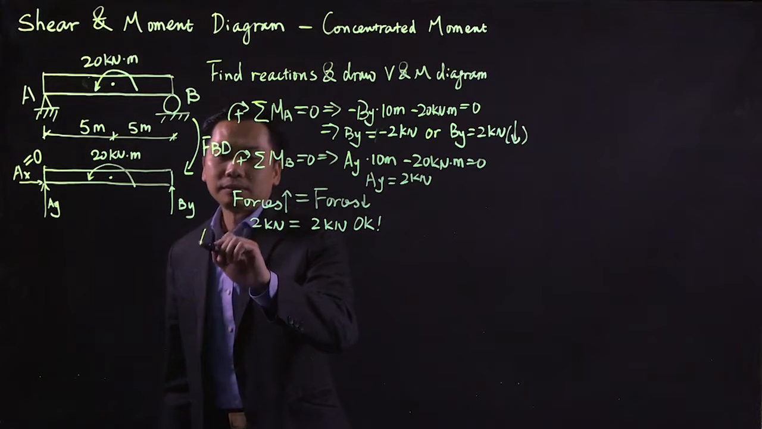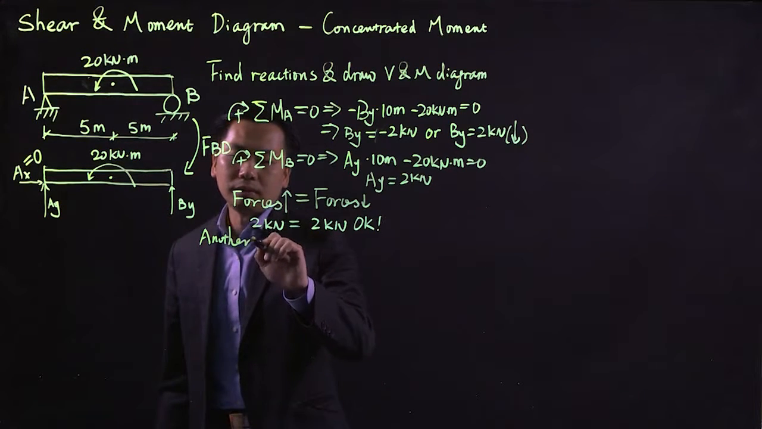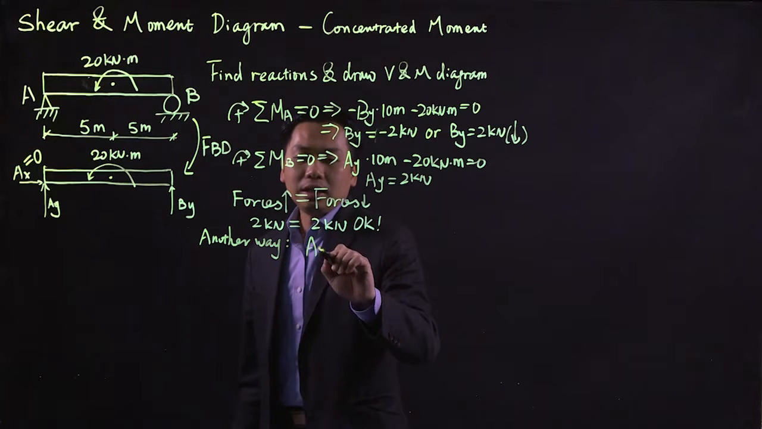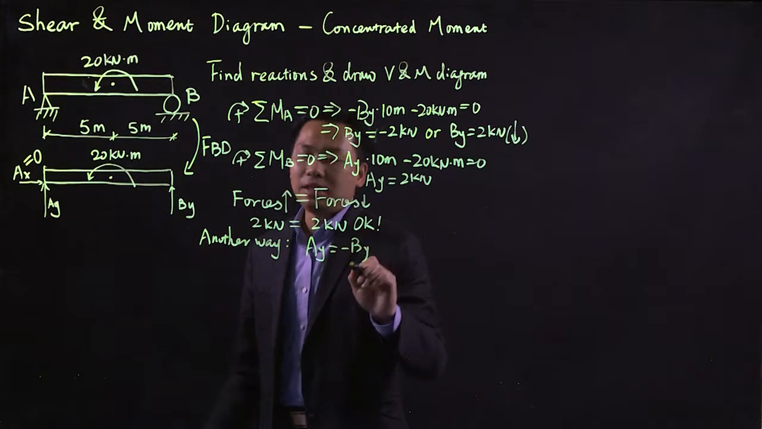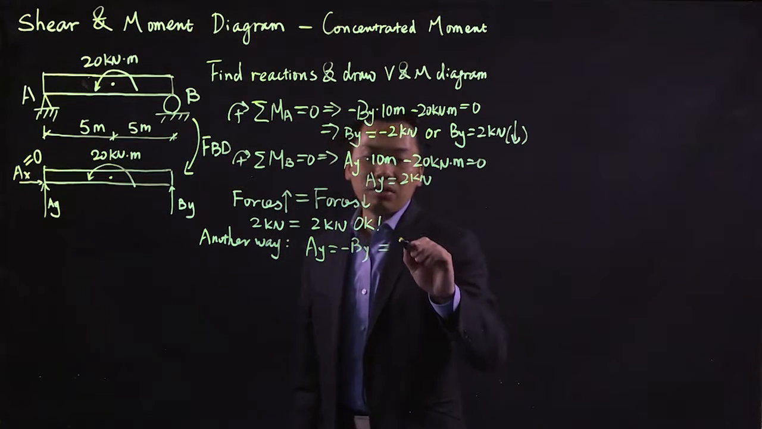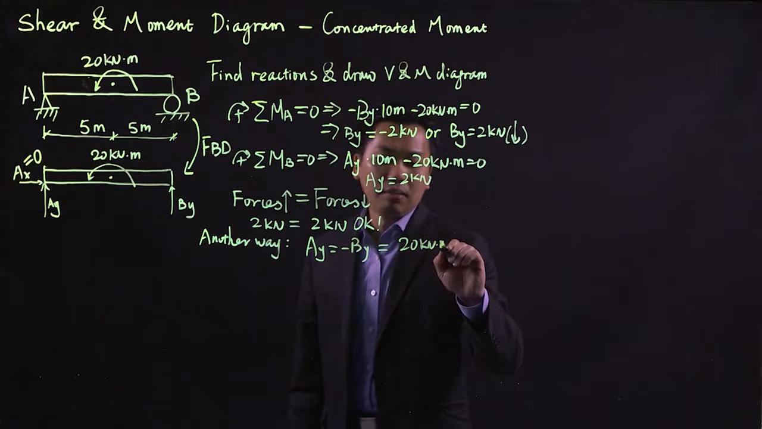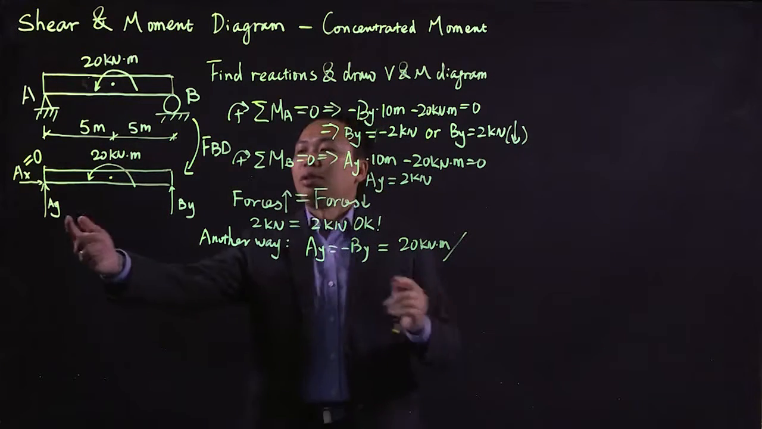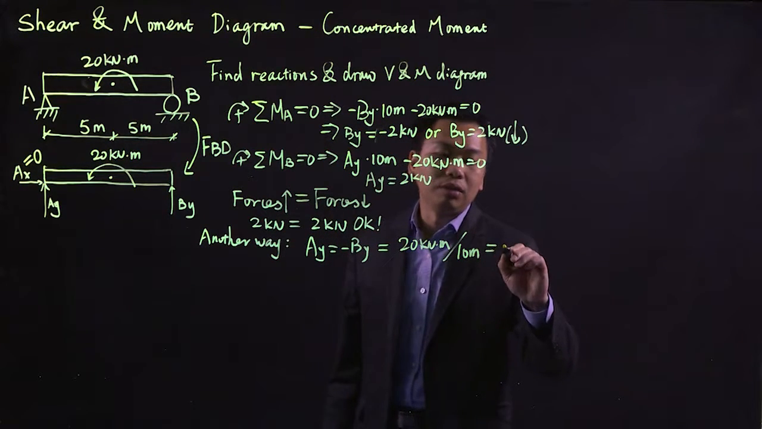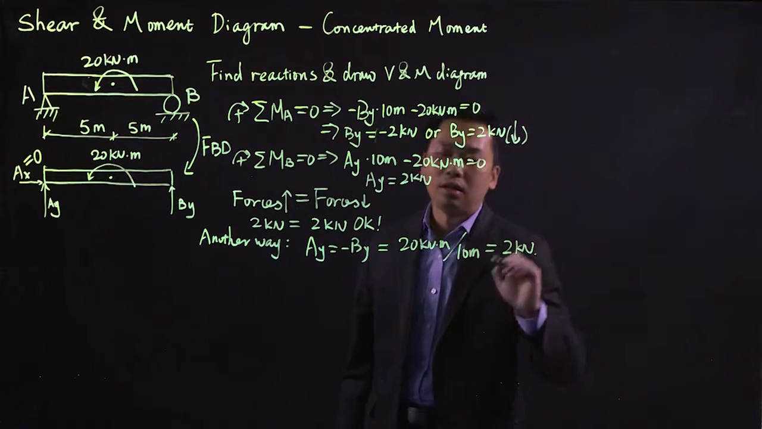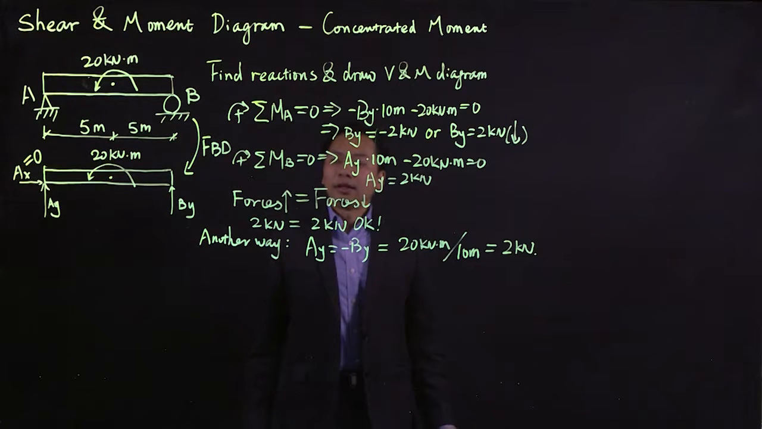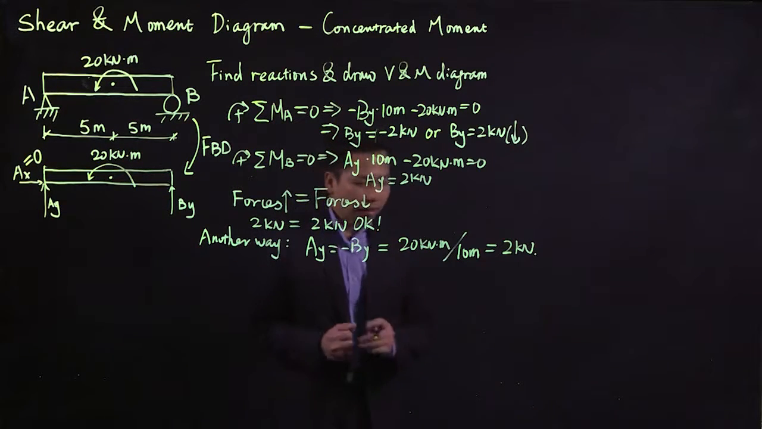Therefore, in another way, AY is equal to negative BY, denoting the force couple in opposite directions. And that's going to be equal to the external moment, 20 kilonewton meters, divided by the moment arm between those forces, which is 10 meters. That will give you 2 kilonewtons. Right? We're getting the same results as what we went through. Therefore, this method is also valid.